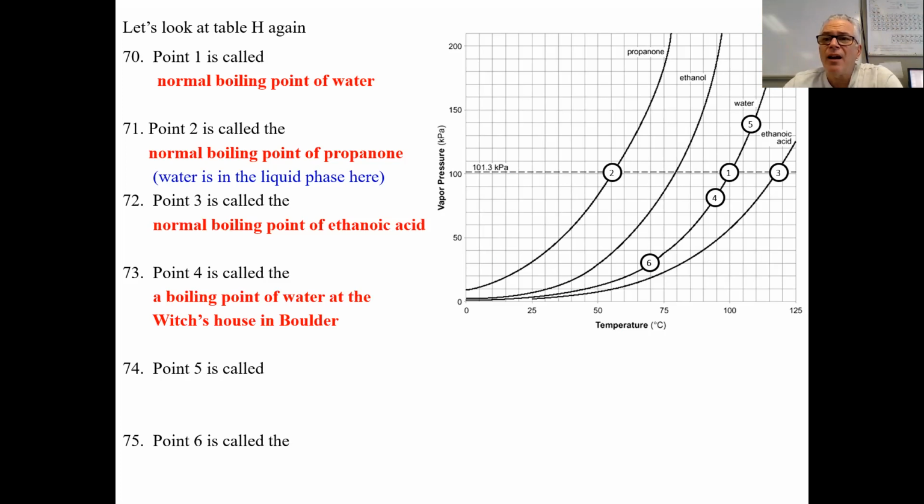But in Boulder, Colorado, which is way high in the mountains, there's a lower pressure there. So water boils at a lower temperature. Now, what about point 5? That's high pressure.